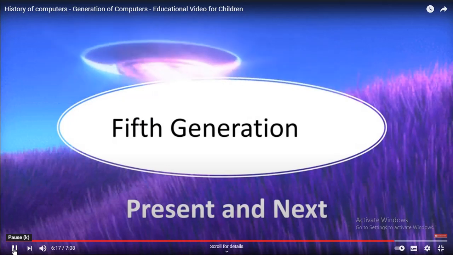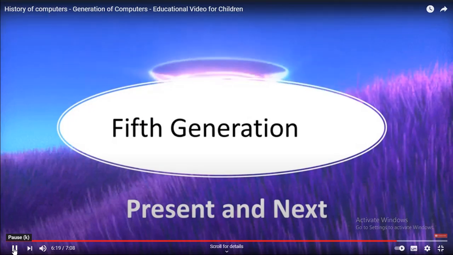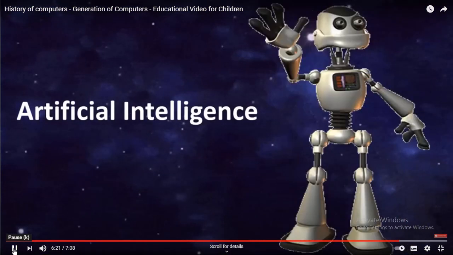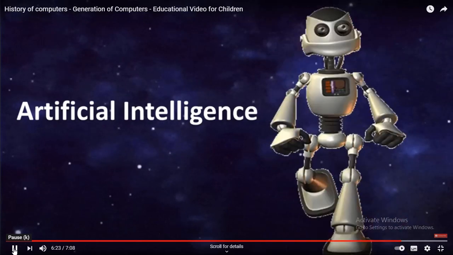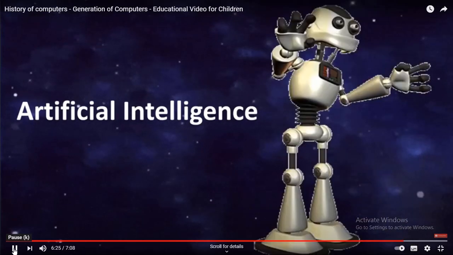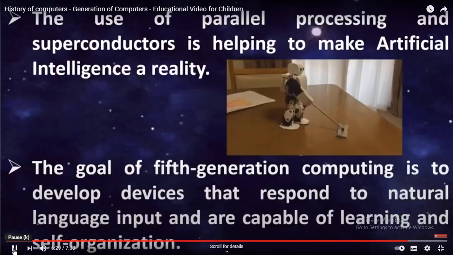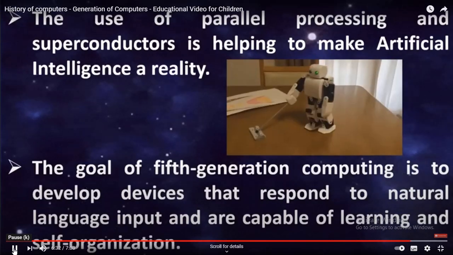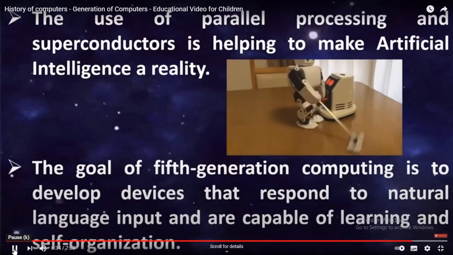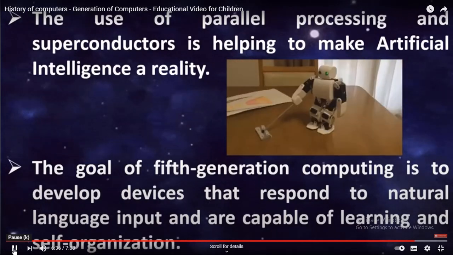Fifth generation. Period: present and next. The fifth generation computers are based on artificial intelligence. They try to simulate the human way of thinking and reasoning. The use of parallel processing and superconductors is helping to make artificial intelligence a reality.